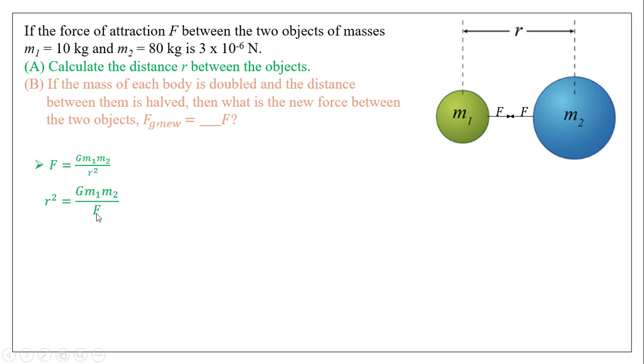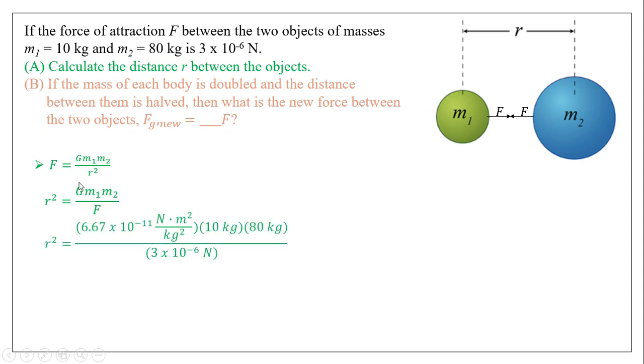I have everything. I know G, I know m1 and m2, and F is also given in the problem as 3 times 10 to the negative 6 newtons. So here we're just going to plug and chug on a calculator. I substituted big G, the universal constant, with 6.67 times 10 to the negative 11, then m1 is 10, m2 is 80, and the force given here is 3 times 10 to the negative 6. If we simplify our calculator work and cancel our units out, you'll get this particular value.